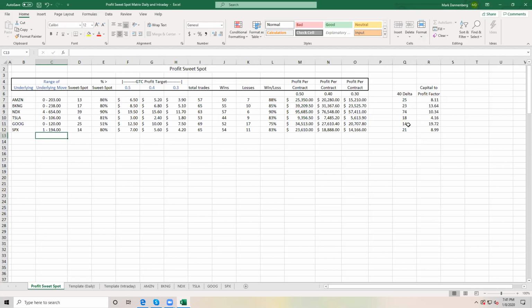The best performing was Google last year. At a 40 delta, you're spending an average of about $14, and you're going to actually have a profit that is a multiple of 19 times that. So that's a pretty decent profit. Bookings was 13 times. The lowest performer was Tesla, and yet it's a pretty easy trade. You can still make almost $7,500. NASDAQ, you're going to definitely make the most, $76,000. It's more expensive, and it's about 10x.